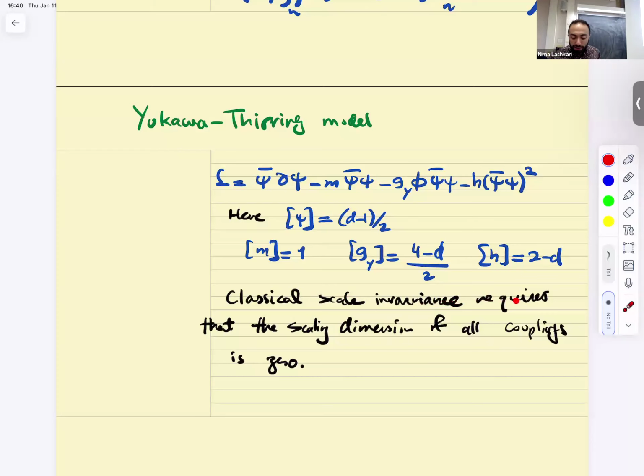Classical scale invariance requires that the scaling dimension of all couplings is 0. Is that clear? Classical scale invariance requires that. So here you could set this one to 0; you'll have to drop it, you'll have to forcefully tune this to 0, right? And this is also the same story. Good. So for example, we saw that in scalar field theory in 1 plus 1 dimensions, all the g_n were actually dimensionless. So that was good. This model does not have that property. Good.